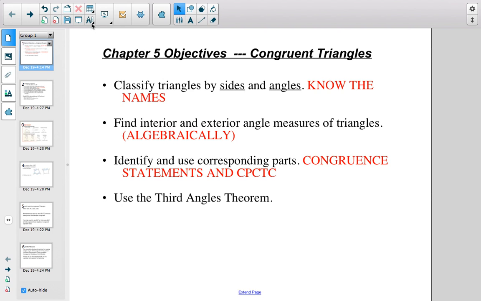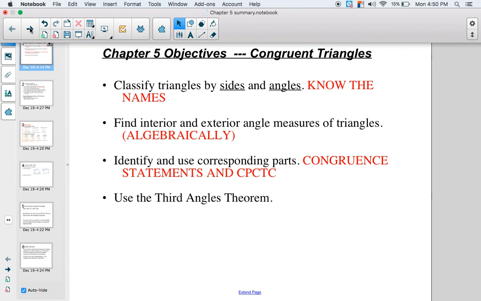You should also be able to find the interior and exterior angle measures of triangles and do this algebraically by solving for x, perhaps solving for x and y if it was a system. You should be able to identify and use corresponding parts. You should be able to write congruent statements such as triangle CAT is congruent to triangle DOG, and name the 3 congruent angles and the 3 congruent sides, and use the corresponding parts of congruent triangles are congruent, meaning CPCTC, and also be familiar with the third angles theorem.